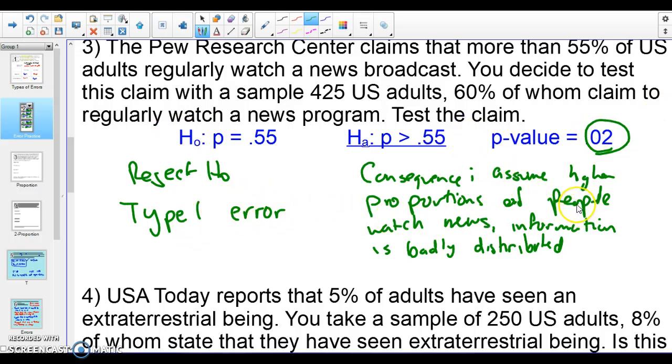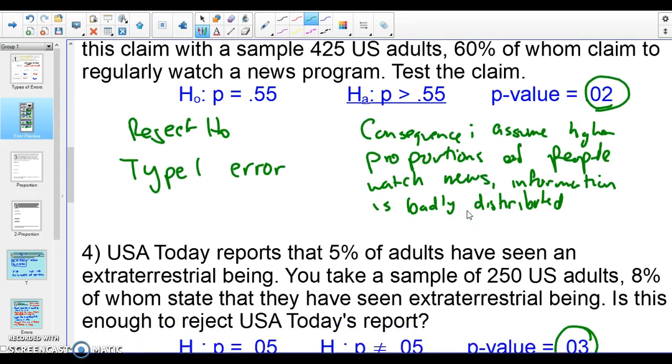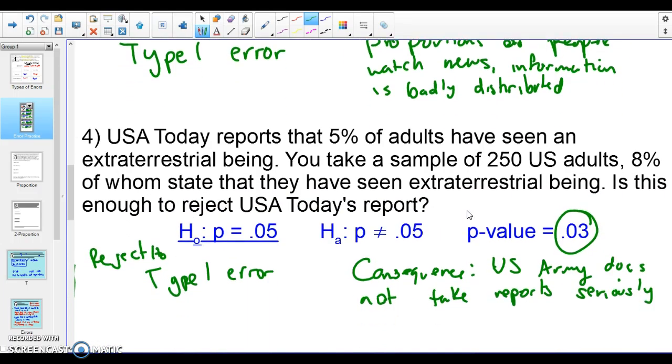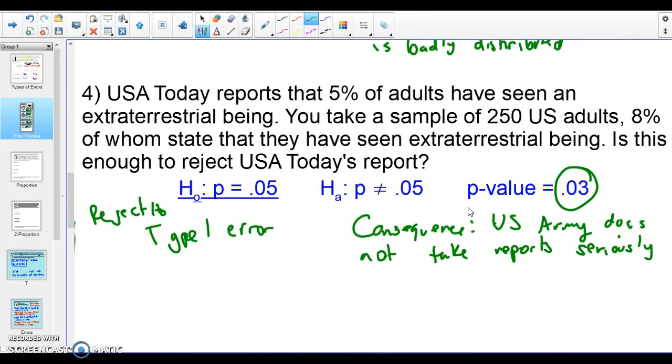So for example, I could assume that the proportion of people who watch the news is higher than it actually is, and therefore if I want to distribute news to the city, use the regular news broadcast, and information is badly distributed because not as high of a number of people watch the news as I thought. Okay, number 4, once again, I reject.